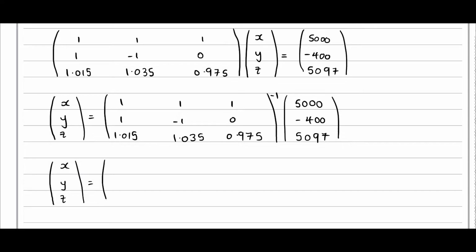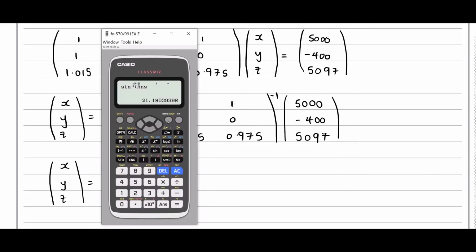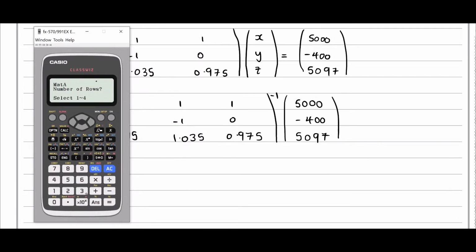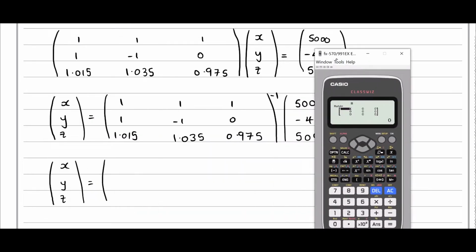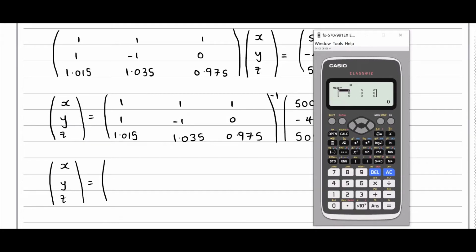we can do so with our calculator. So if we grab our calculator, and if we go to the matrix mode, we will define matrix A. Matrix A has 3 rows, 3 columns, and it has components. If we write these down, we have 1, 1, 1, 1, minus 1, 0, 1.015, 1.035, 0.975. So that's our matrix A.